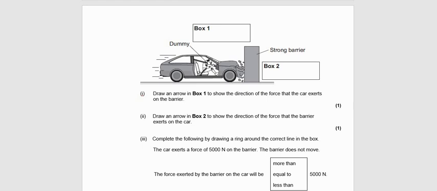What direction does the force that the car exerts on the barrier act? Well, the barrier is being pushed to the right. The barrier must exert a force on the car to the left because the car is decelerating. Question 3. The car exerts a force of 5,000 newtons on the barrier. The force exerted by the barrier on the car will be equal to 5,000 newtons. The reason for this is that it's Newton's third law. Even if the barrier did move, it would still be true.